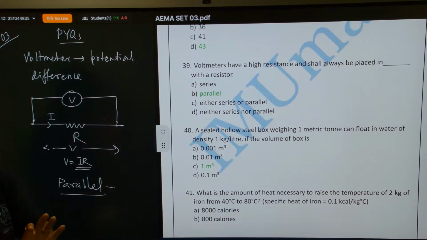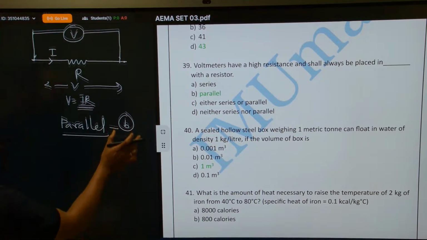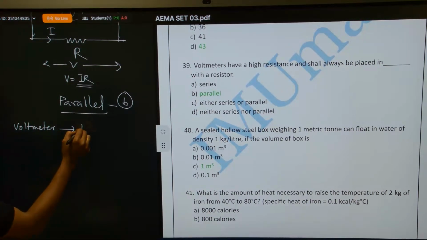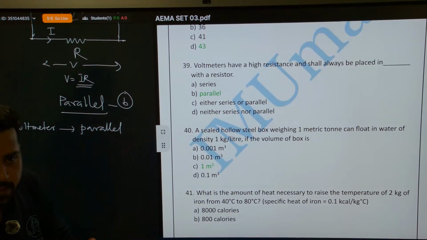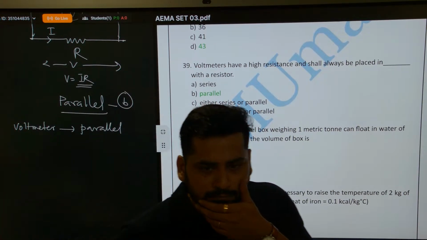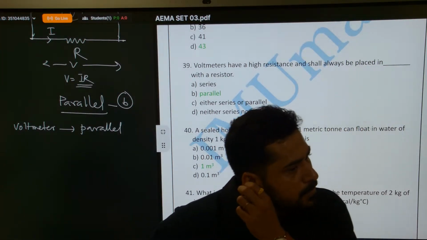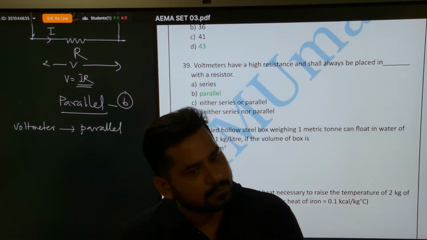Just remember, let me answer it, but after that I will. Always remember, voltmeter is connected in parallel. Now, parallel to whom? Across which you want to measure the voltage. Let's say I have a bulb. I want to measure the voltage across the bulb. So I will connect the voltmeter parallel to the bulb.